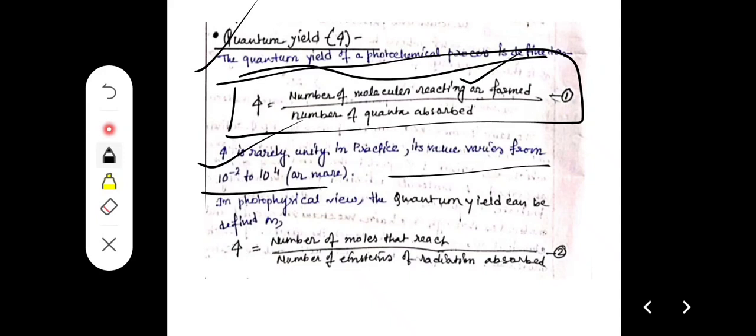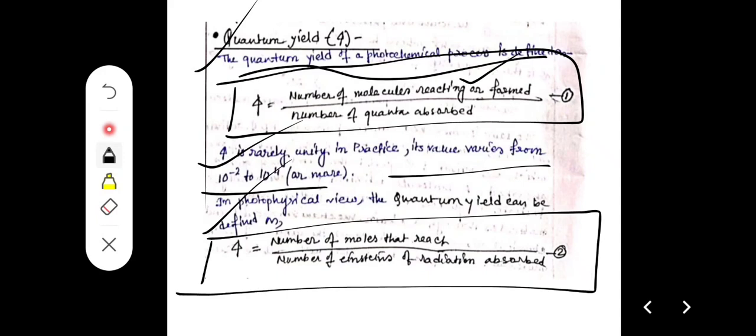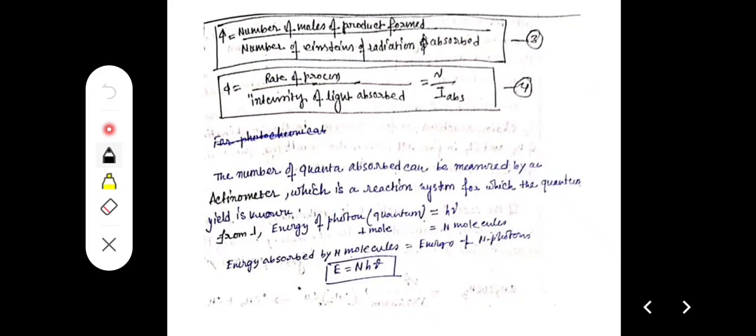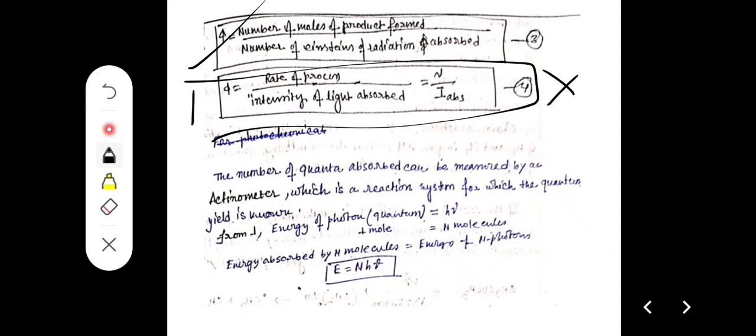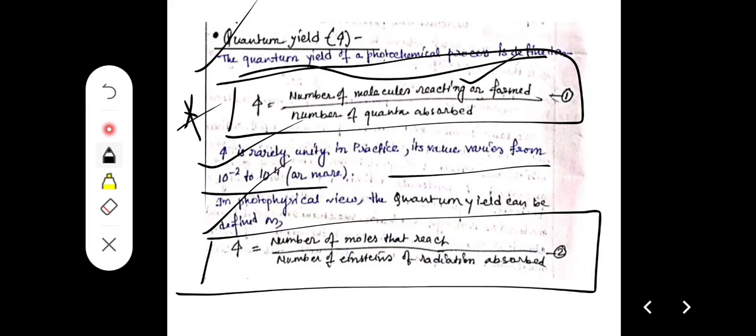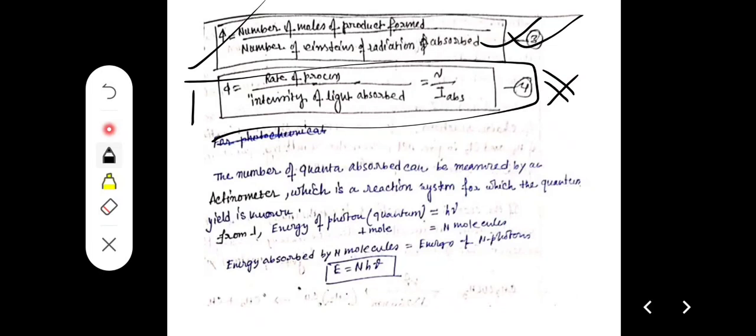In the photophysical view, the quantum yield can be defined as phi equal to the number of moles reacting divided by the number of Einstein, that is N h nu, the overall E value, absorbed. Similarly for product formation, phi equals the number of moles of product formed divided by the number of Einstein of radiation absorbed. But this equation is not so important; it is only moderately important.